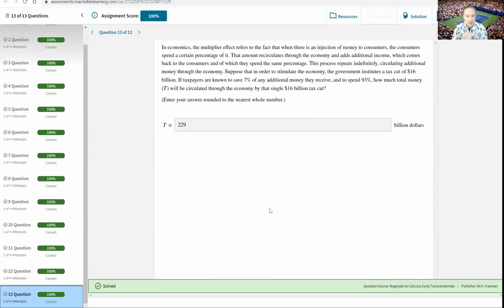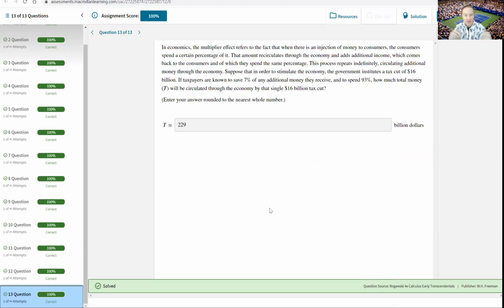Suppose that in order to stimulate the economy, the government institutes a tax cut of $16 billion. If taxpayers are known to save 7% of any additional money that they receive and spend 93% of it, how much total money will be circulated in the economy by that single $16 billion tax cut? Now, a lot of people are just overwhelmed when they see this correct answer. Notice my correct answer, it's $229 billion.